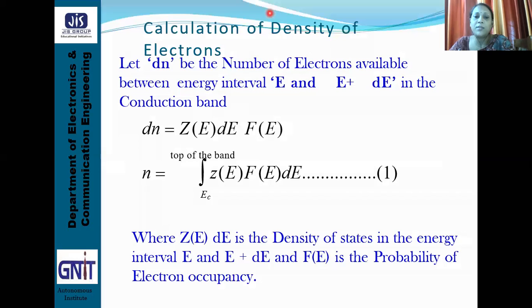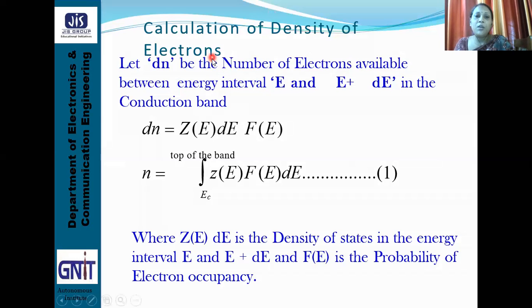So this is a very important topic, that is density of states. So what is density of states? Density of states is nothing but the available energy states per unit volume and per unit energy range. I repeat, density of states is nothing but the available energy states per unit volume per unit energy range.